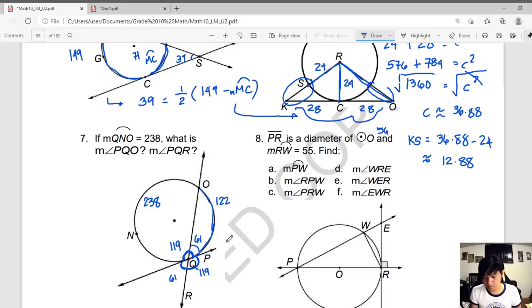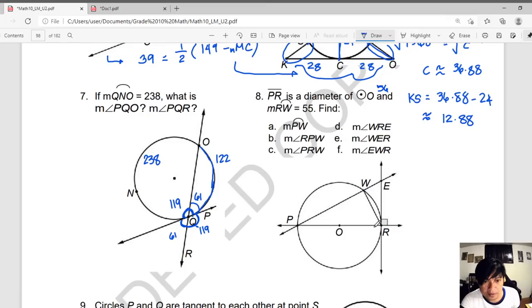So, for number 8, line PR is a diameter of circle O. And the measure of arc RW is 55. Fine, hanapin natin yung measure nito.